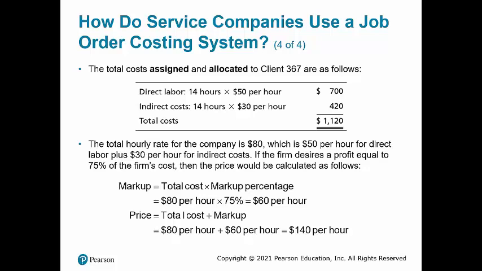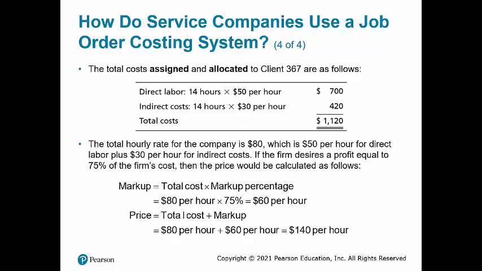We can also see how to make a pricing decision using our job order costing information. So if the total hourly rate for the company is $80, which consists of $50 per hour for direct labor and $30 per hour for indirect costs, we can add to that a markup. So if the company wants to make 75% in profit above the firm's cost, we would multiply 75% by the total cost per hour of $80, and that would give us our markup of $60 per hour.